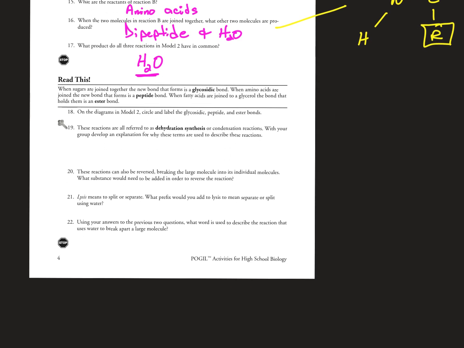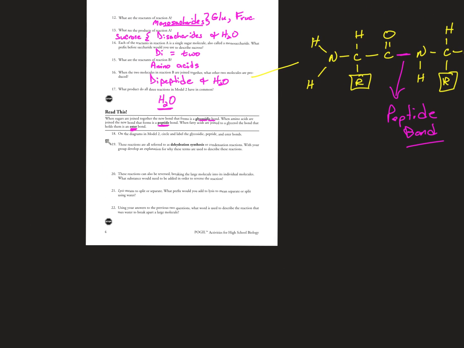When two sugars are joined together, the new bond that forms is a glycosidic bond. The bonds between sugars are glycosidic bonds. The amino acids join together to form a peptide bond. When fatty acids are joined to a glycerol, the bond that holds them together is called an ester bond. So they actually have names for each of the bonds. As I mentioned, peptide bond.